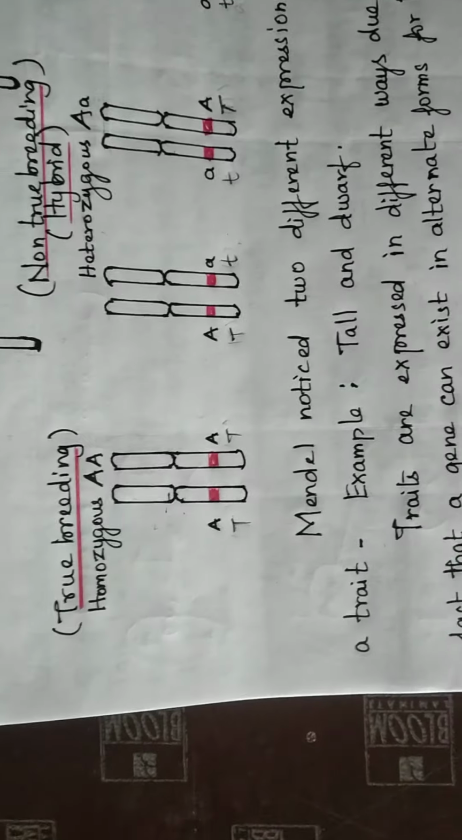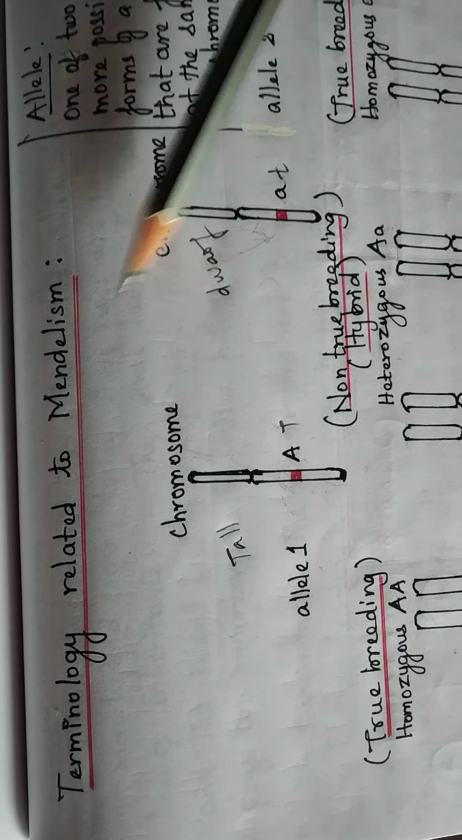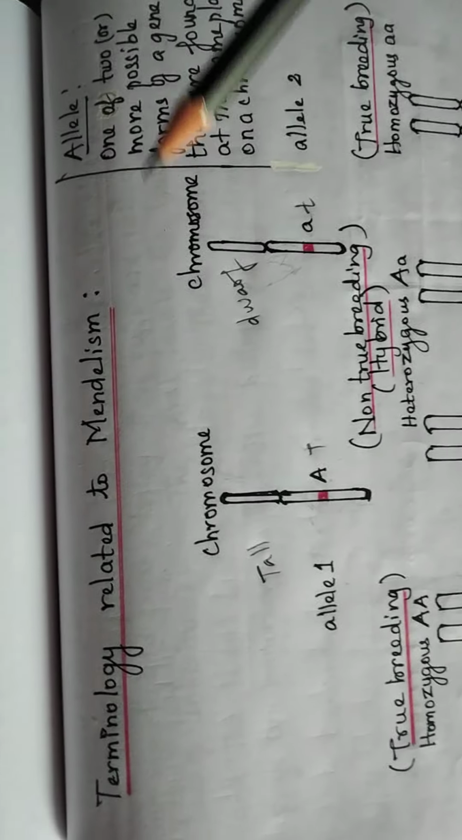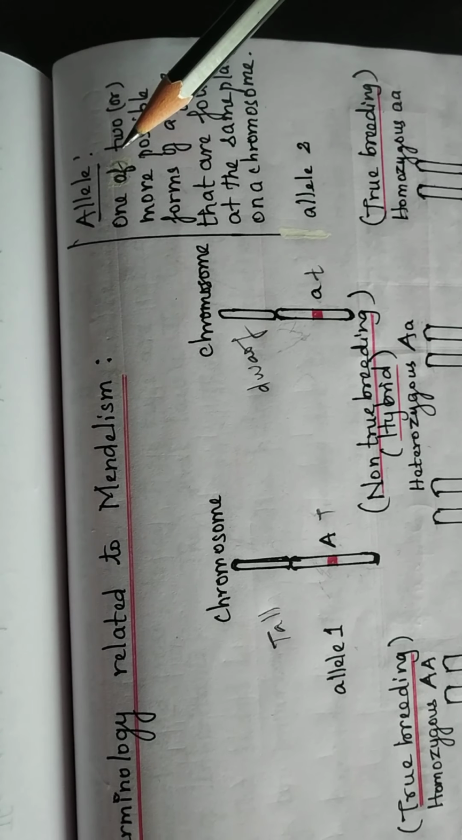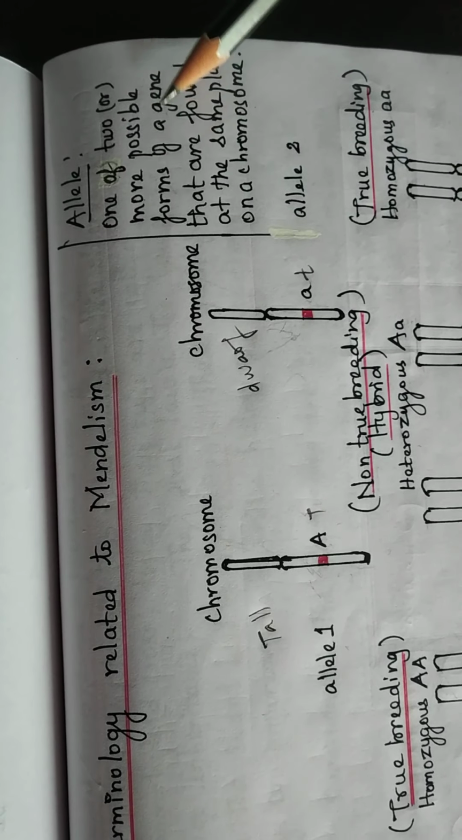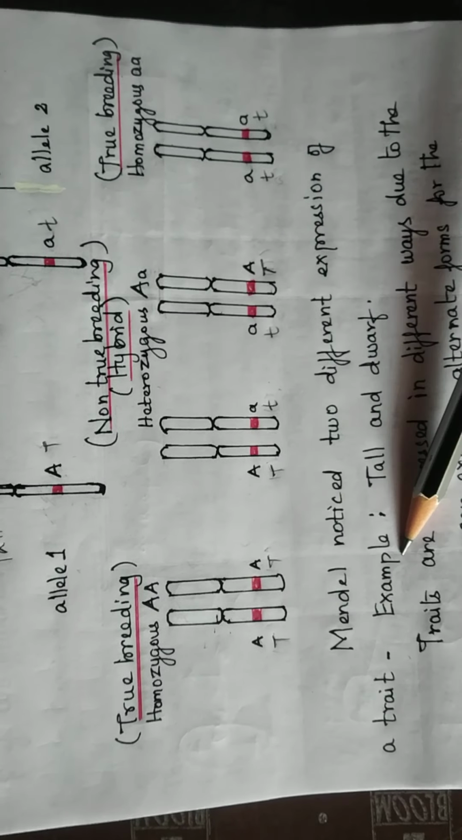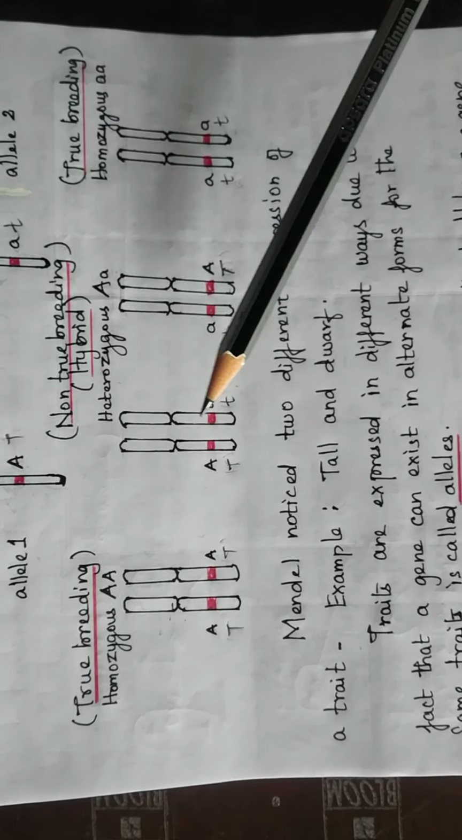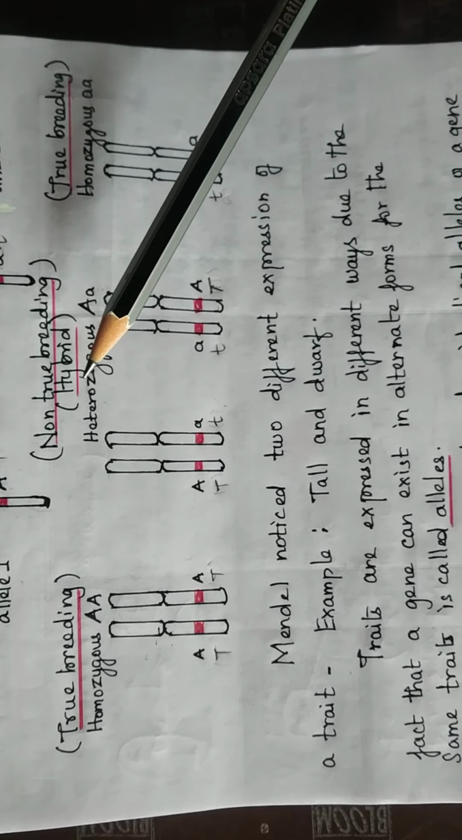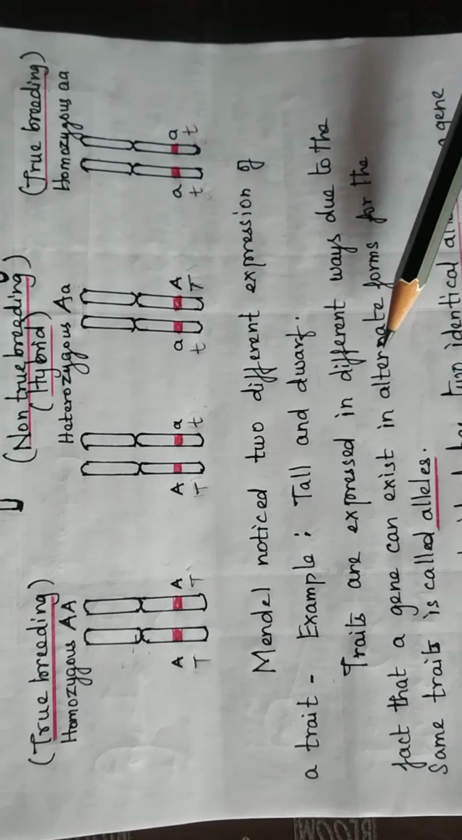So what are the terminology and concepts used in Mendelism? Terminology related to Mendelism. Before that we have to know what alleles are. One of the two or more possible forms of a gene, or an alternative form of a gene, is called an allele. Okay, alternatives of genes are called alleles. Mendel noticed two different expressions of traits, one is tall and the other dwarf. Traits are expressed in different ways due to the fact that a gene can exist in alternate forms. A gene can exist in alternate forms for the same trait or character, called alleles. This is one allele and this is another allele of the same chromosome.